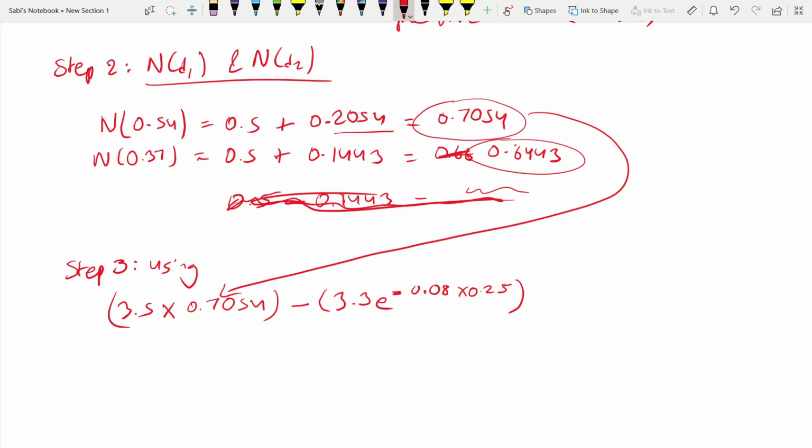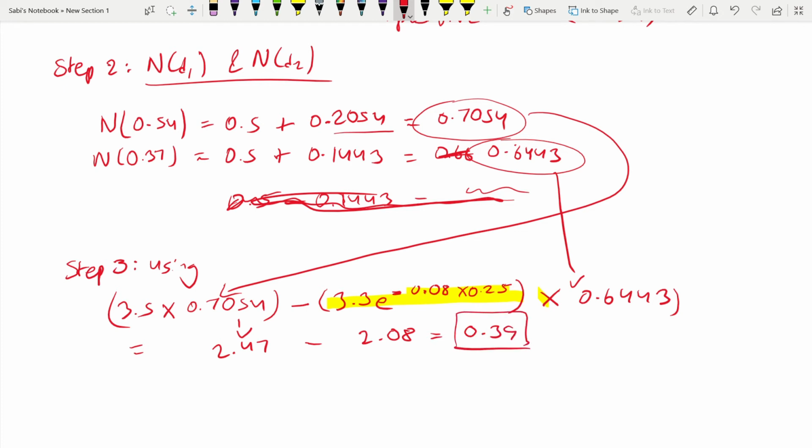Make sure that you know this. You cannot go wrong in this part. Most of the students go wrong in this part when they are taking powers and all. So if you're getting confused, if you're not getting the answer, don't do it in one go. I would suggest do it step by step. And you have to multiply this by ND2, which is 0.6443. Finally, from this part you are getting 2.47. From this part you are getting 2.08. And 0.39 is your answer. Value of the call is 0.39.